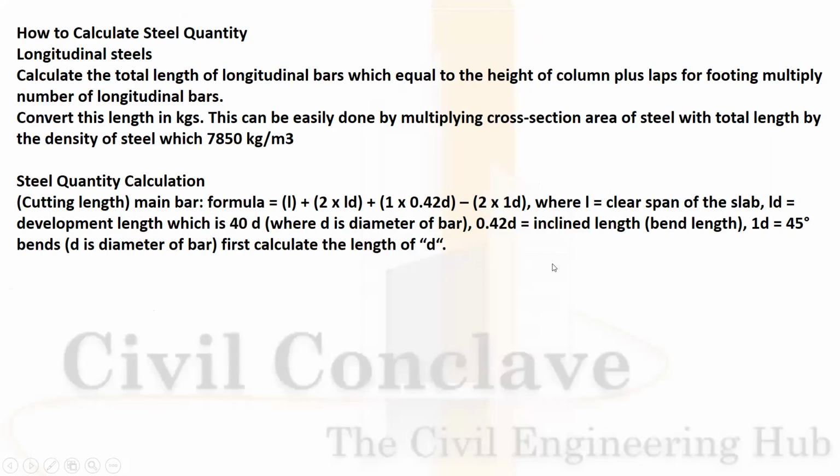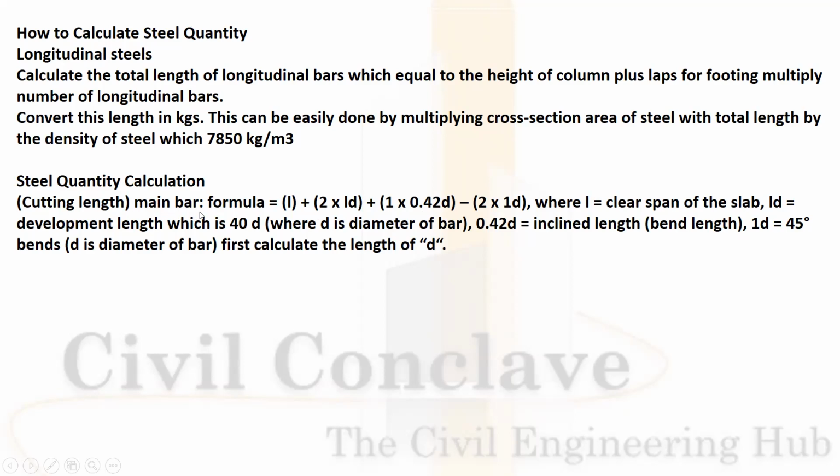How to calculate the steel quantity? Longitudinal steel: calculate the total length of longitudinal bar, which is equal to the height of the columns plus slabs or footing, multiplied by the number of longitudinal bars. Convert this length into kgs. This can be easily done by multiplying the cross section area with the total length, that is 7,850 kgs per m cube.